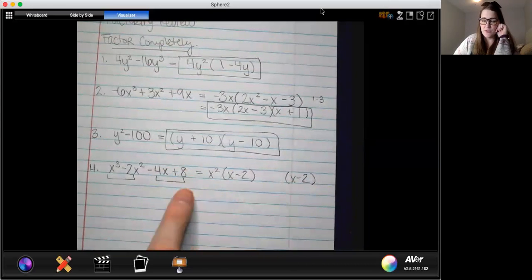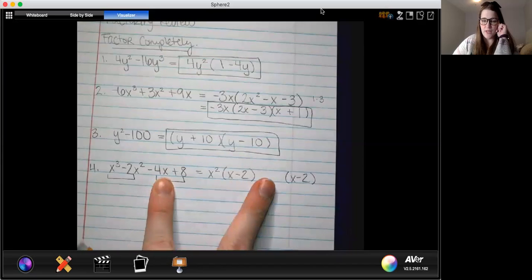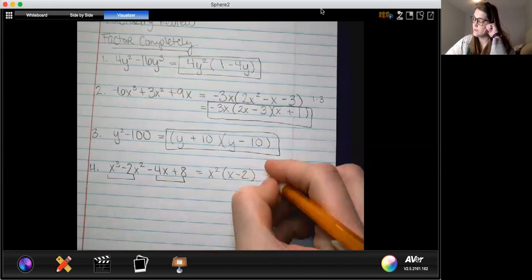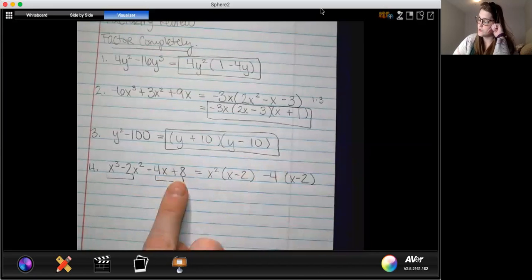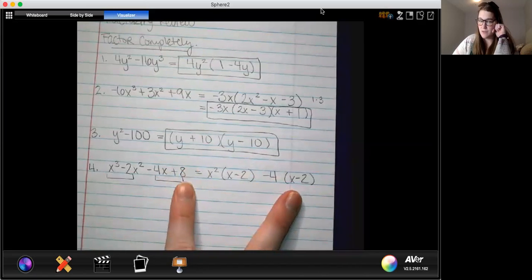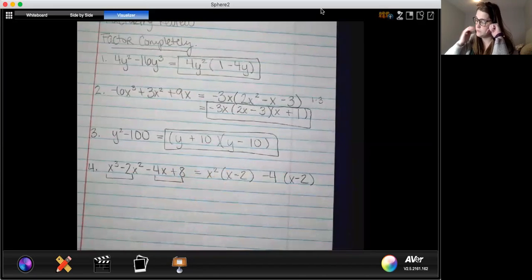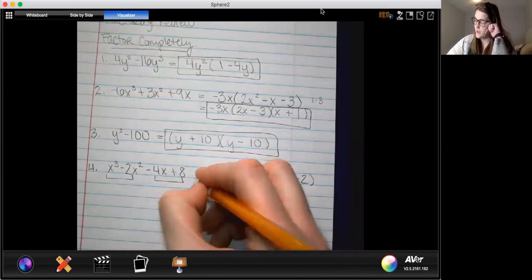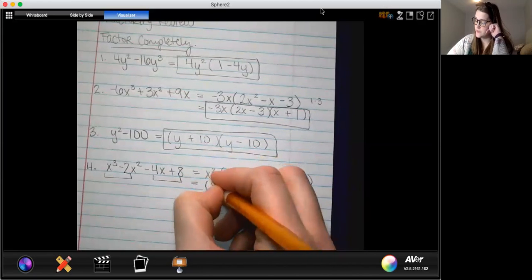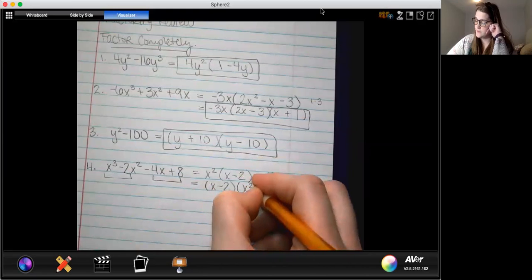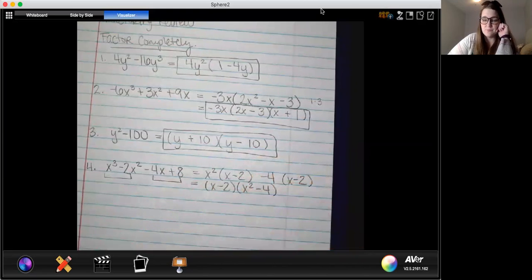So the best way is just looking at your first term. So negative 4x and x. Well, in order for that to be true, I'd have to take out negative 4, which is true for the second term as well. Now, once you do that, you're going to rewrite the common factor, which is x minus 2, and you're going to combine the GCFs like so.